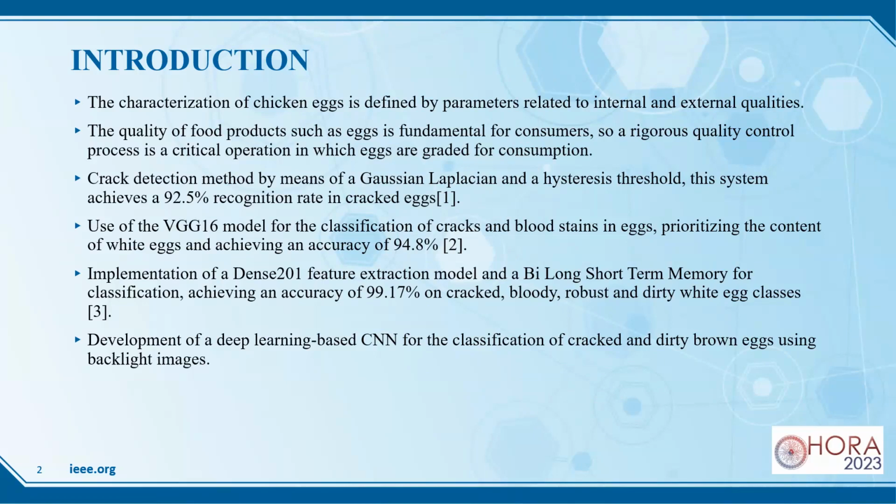The following provides some background on crack detection methods by means of a Gaussian filter and a histogram threshold. The system achieves a 92.5% recognition rate in cracked eggs. Another method used the VGG16 model for the classification of cracked and dirty eggs, prioritizing the content of white eggs and achieving an accuracy of 94%.